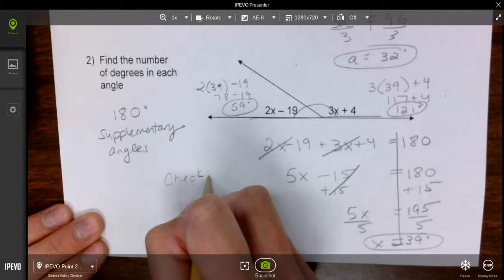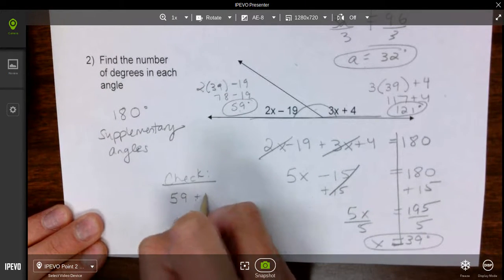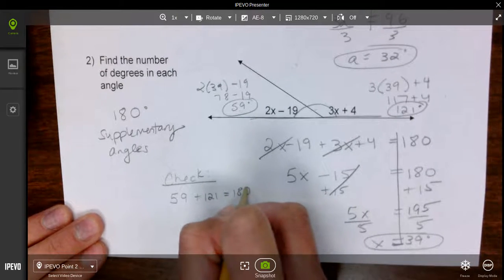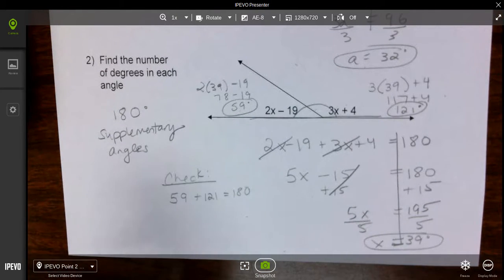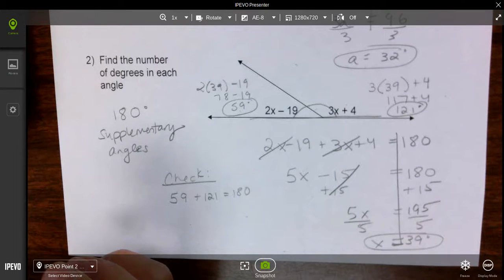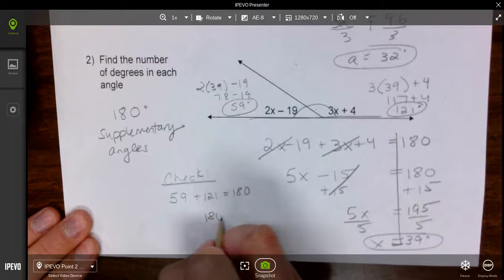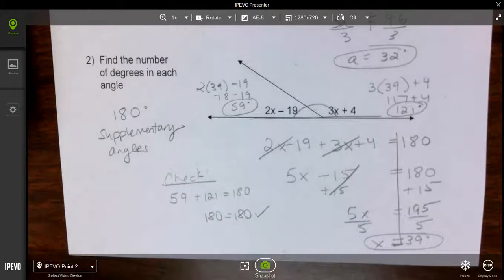My quick check, just like up above, I want to verify that my 2 angles together give me the straight line, which is 180 degrees. So 59 plus 121 does in fact equal 180, so I know that my math makes sense.